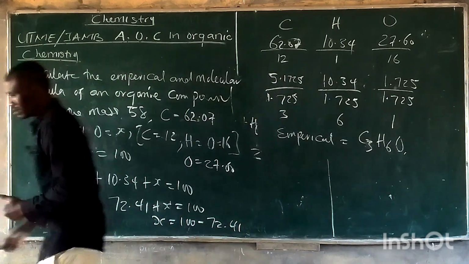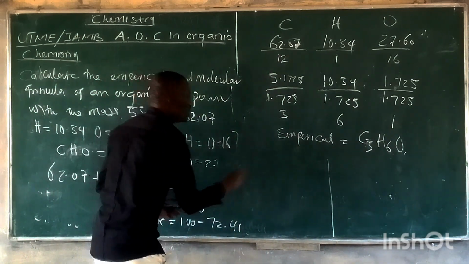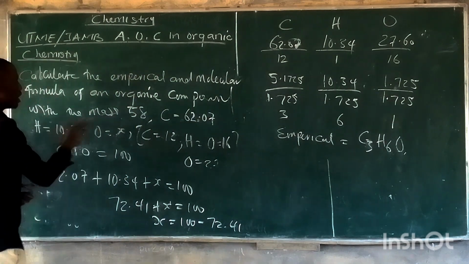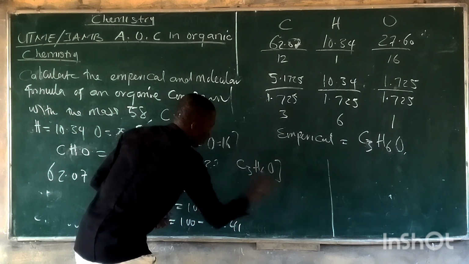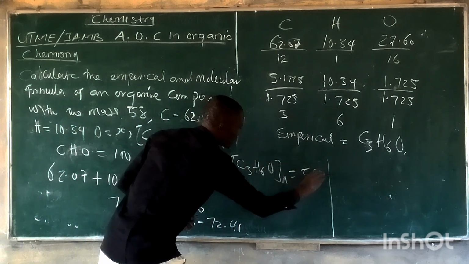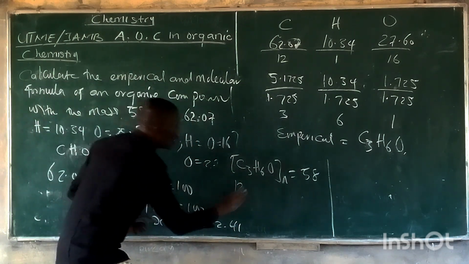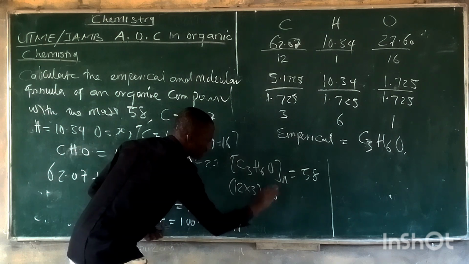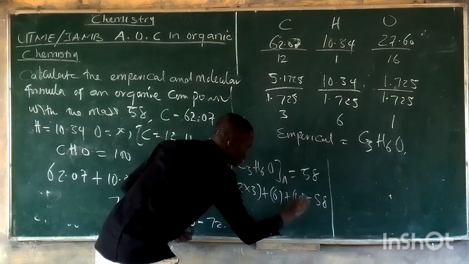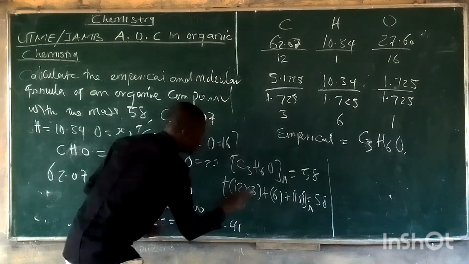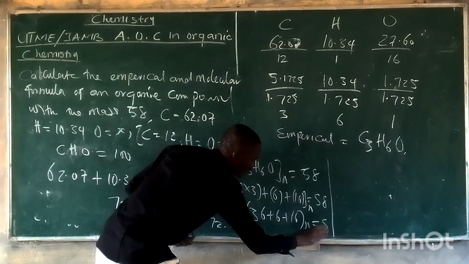Now for the molecular formula, let's get the molecular formula. For the molecular formula, we know that the mass of that compound is 58. So we have that C3H6O, n times that, is equal to 58. Now, carbon is 12. Check: 12 times 3 plus 6 times 1 is 6, plus 16. Don't forget to put your n. This is 36 plus 6 plus 16, times n, is equal to 58.